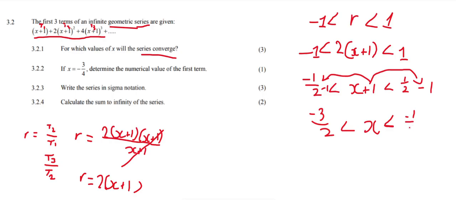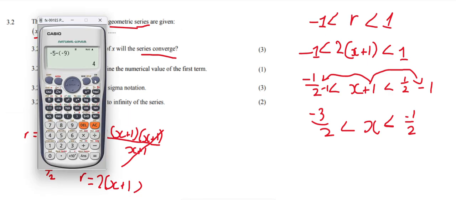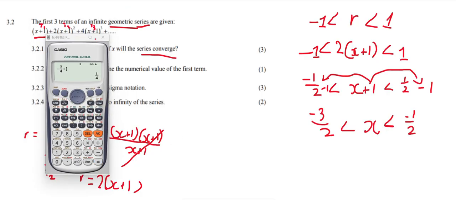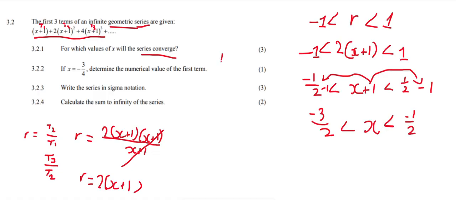Now they tell us, what if x equals -3 over 4, determine the first term. So all you're doing is taking -3 over 4 and replacing it in the equation x plus 1. That's when we pull out our calculator. So -3 over 4 plus 1 gives us 1 over 4. So this gives us an answer of 1 over 4.